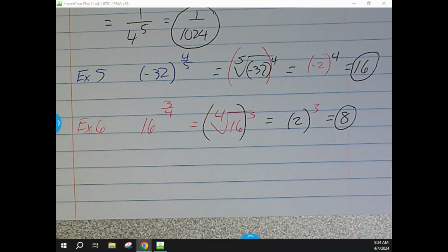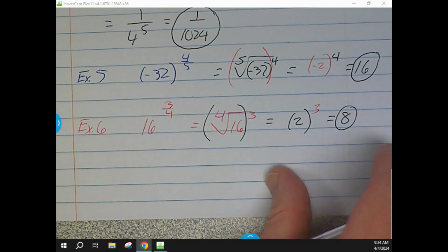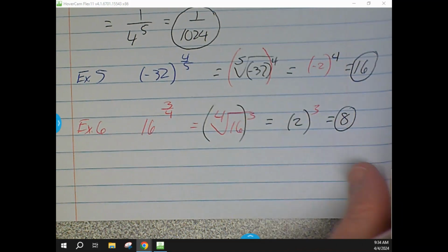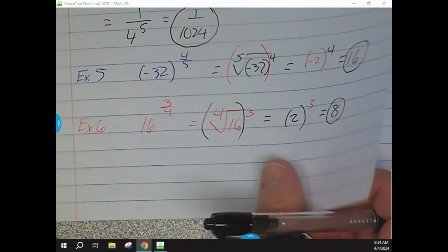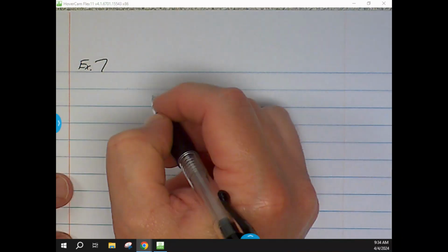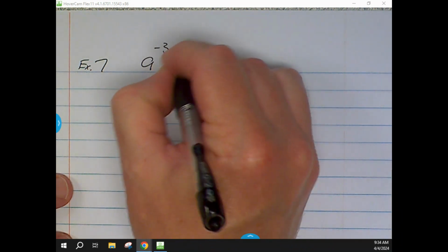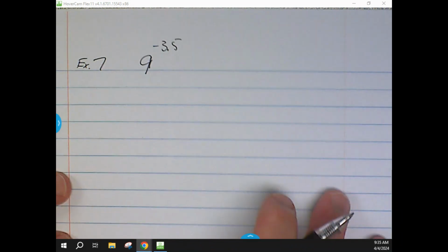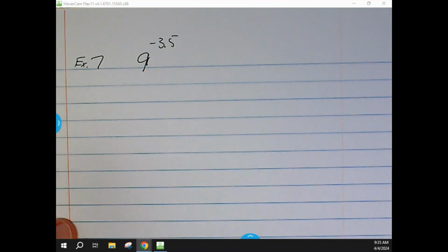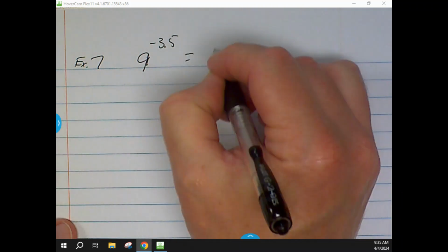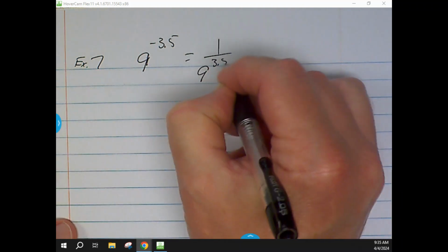3 more to go and then we're done. One more, just a number, and then we've got a couple where we're going to throw in some variables too. All right, let's do 9 to the negative 3.5 power. A couple of things you can do with this one. If you want to get rid of the negative first, you can make it 1 over 9 to the 3.5 power.